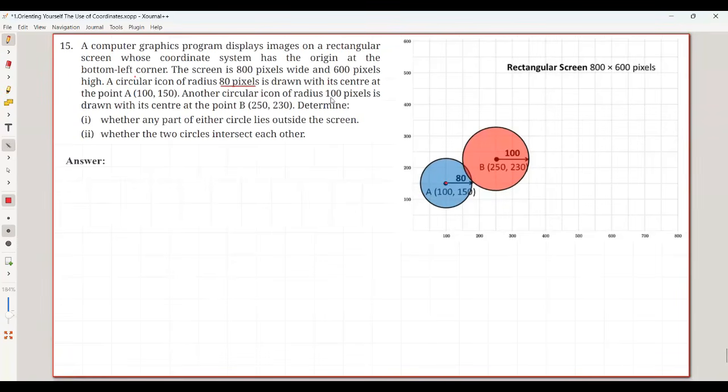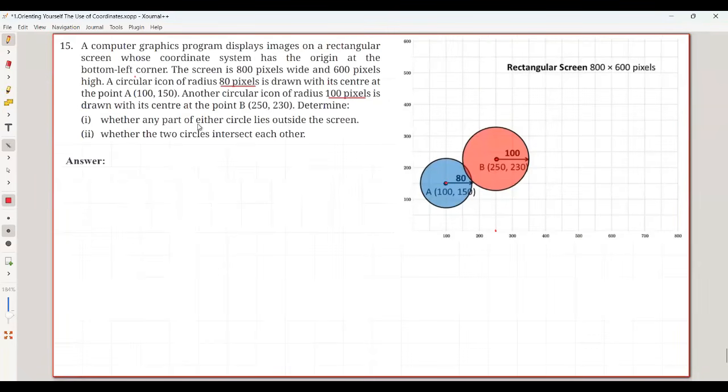Another circle of radius 100 pixels has its center at point B, (250, 230). This is 250, and this is 250, 200, so 230 means approximately it comes here. Now keeping this as the center with radius 100, we have to draw the circle.